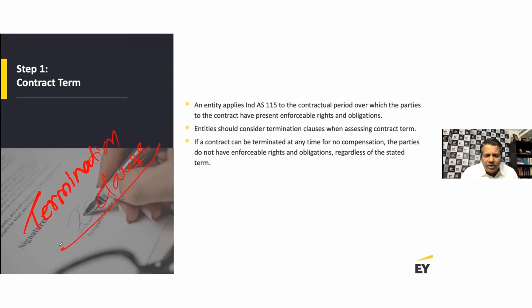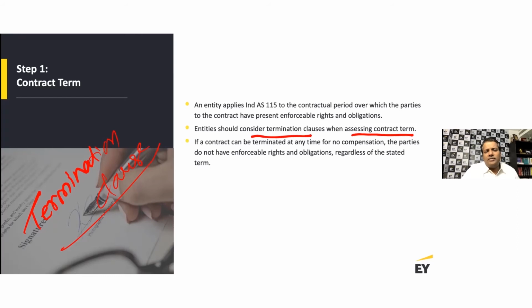If you have a 5-year contract and you cannot terminate, and if you terminate in between, then you have to compensate me for the unpaid rentals, etc., then it becomes a 5-year contract from that perspective. So you need to evaluate the contract term with reference to the termination clause, and whether there are any penalties or costs associated with termination, to assess what the contract term is.